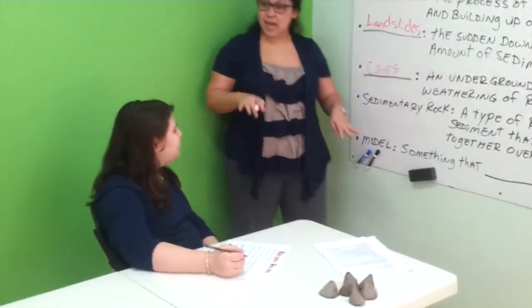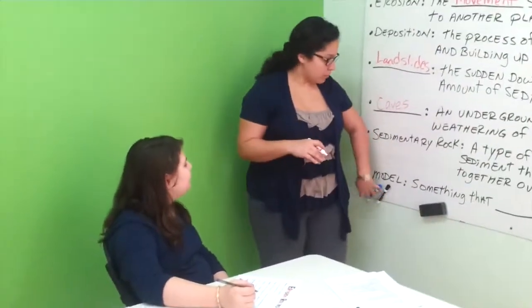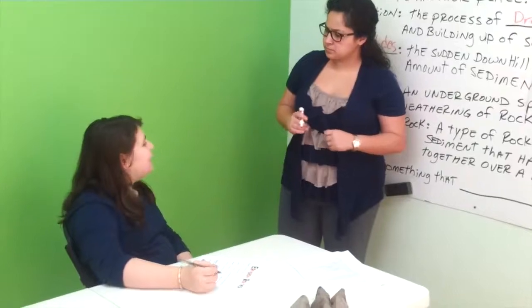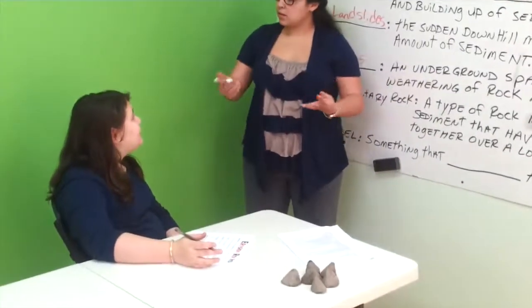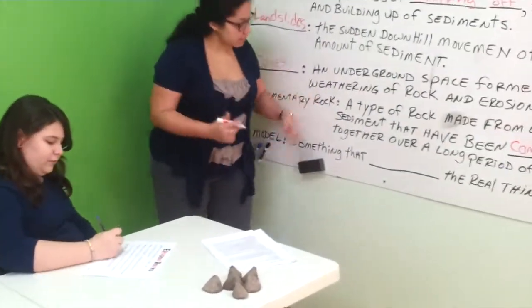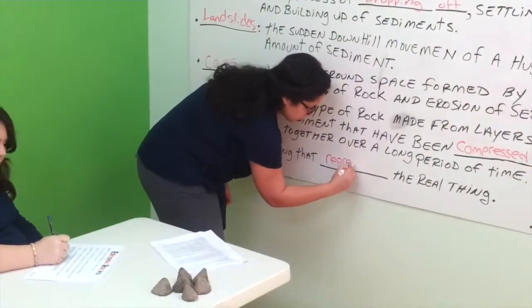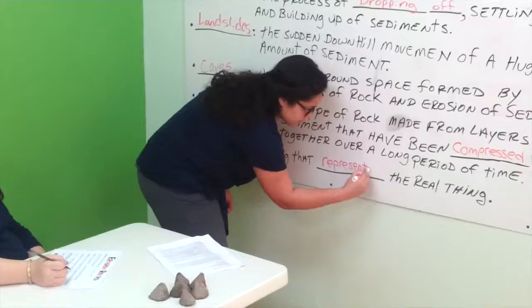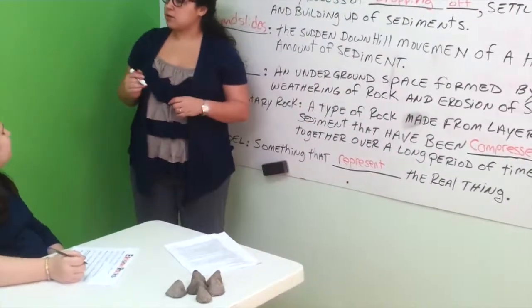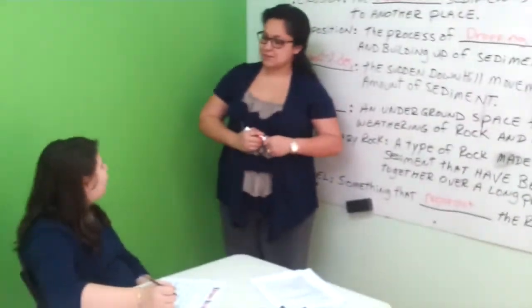Now, today in class, we are going to create a model. But what is a model? It is something that represents the real thing. Wonderful. So this is a model. It is going to represent the real thing, the model of erosion and weathering.